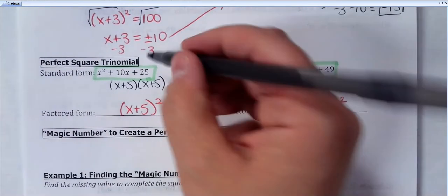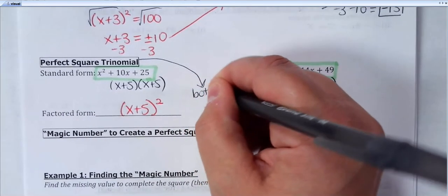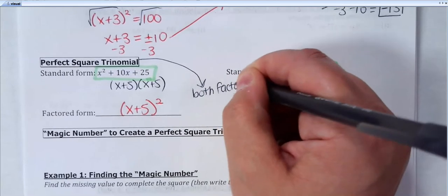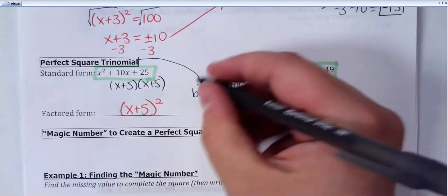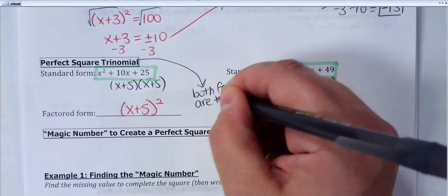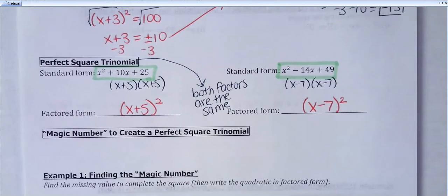In general, a perfect square trinomial means, trinomial is just three terms, so we're talking about a quadratic with three terms. Both factors are the same. That's all that happens anytime you have a perfect square trinomial. It just means both factors are the same.